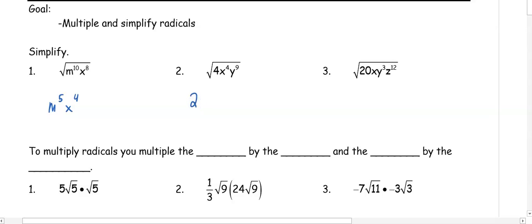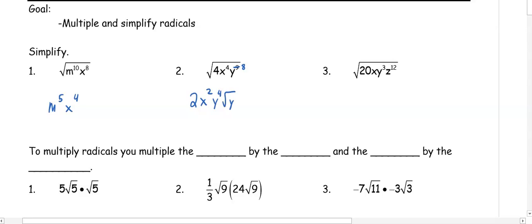X to the 4th is an even exponent, so we're just going to cut that in half and we get x squared. Now y is an odd, so we're going to keep one y underneath, which changes this exponent to 8. And we cut 8 in half, we get y to the 4th out front.